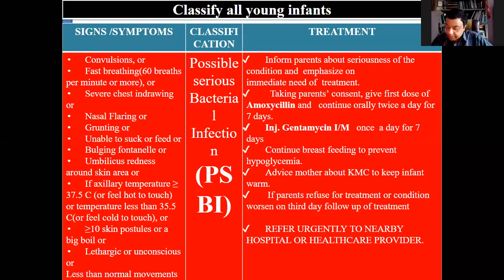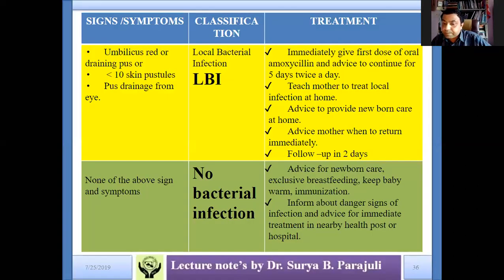This is about PSBI, where you need to refer. Okay, PSBI in this condition you need to refer. Then LBI, local bacterial infection: umbilicus red or draining pus, or less than 10 skin pustules, or pus drainage from the eye. So these are local infections, and you need to categorize it as LBI, local bacterial infection.